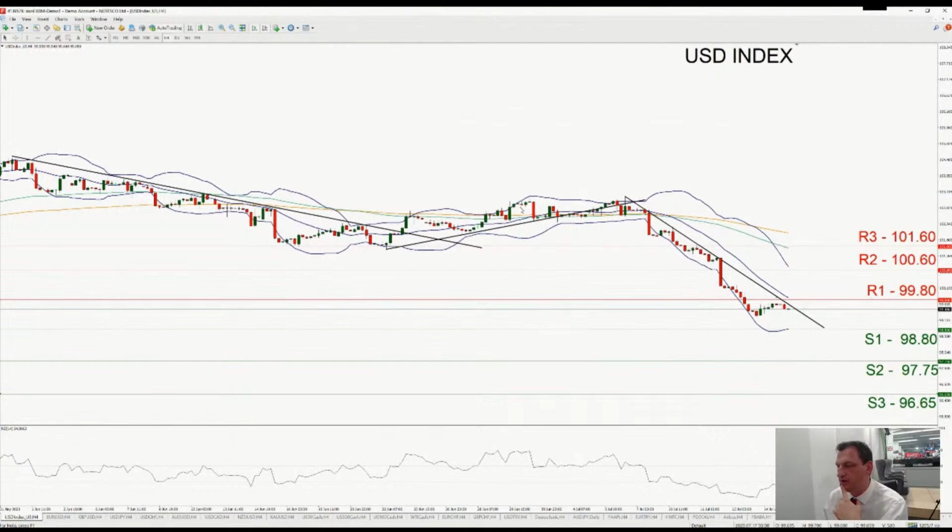Should the bulls take over, I would expect once again the price action to break the downward trend line, but also break the 99.80 and start aiming for the 100.60, nothing less.